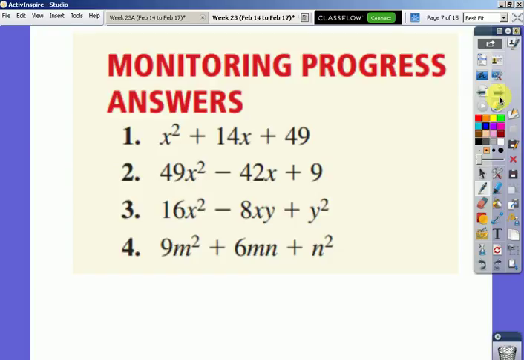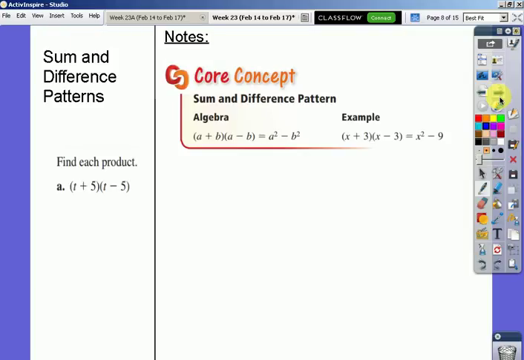Okay, we're going to learn another shortcut. The quicker we can do things, the better. And I talked about this one yesterday too. There's a sum and difference pattern that we're going to talk about. We discussed this yesterday, and all this says is if we have the same two terms, but we have a plus and a minus for our binomial. So I have an x and I have a 3, and I have an x and I have a 3. What separates the two binomials is that I have a minus here and I have a plus here.